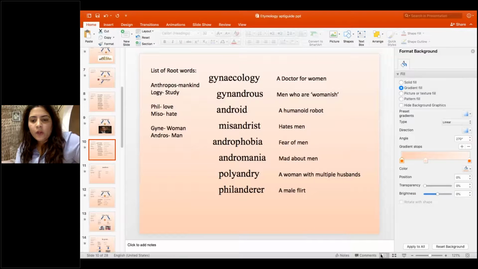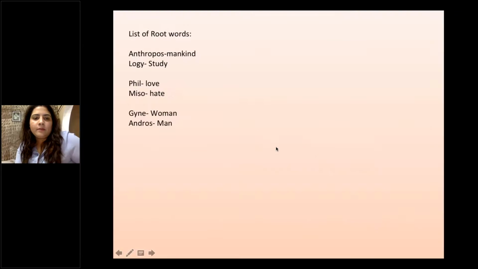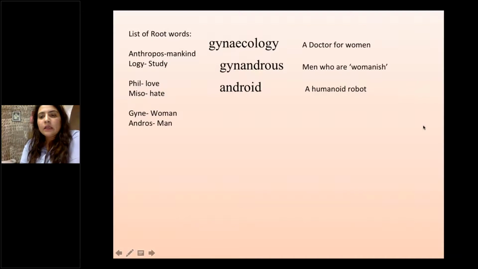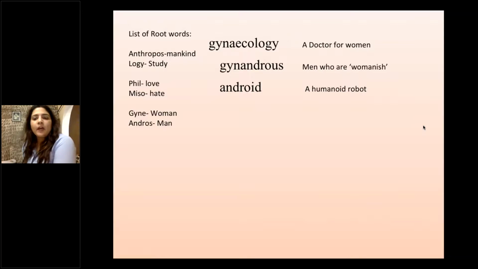Okay. So going back to my previous slide. So we've done these words. I'm going to tell you a meaning and I want you all to write down a word for it. Tell me someone who loves men. Someone who loves men. Come on.